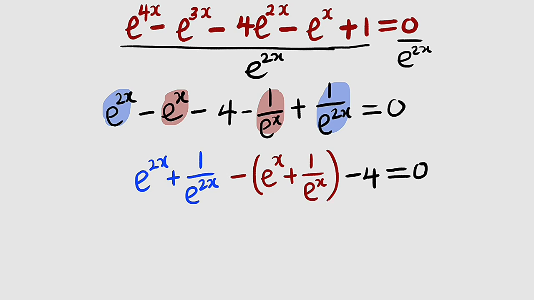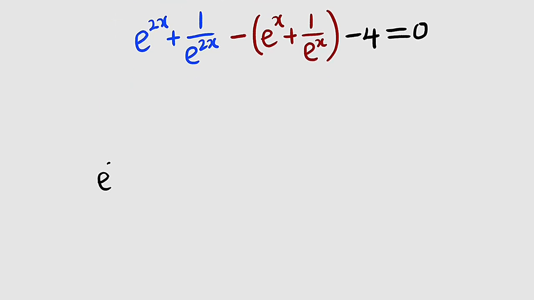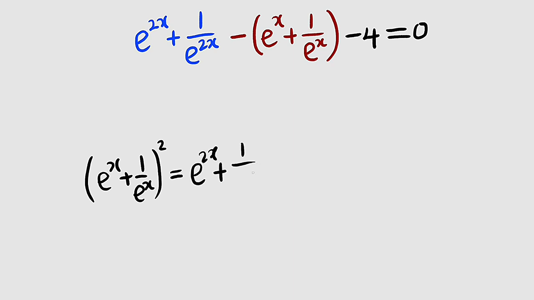Let me derive it for you. If you have e^x + 1/e^x, and you decide to square this, it is going to be the first term squared, (e^x)^2 which is e^(2x), plus the second term squared, which is 1/e^(2x), then plus 2 multiplied by the first term multiplied by the second term, right? Where this will cancel and give us 1, and 1 times 2 is still 2.